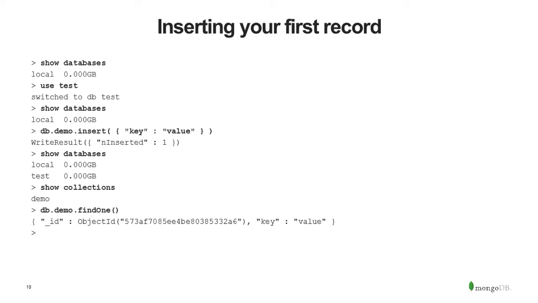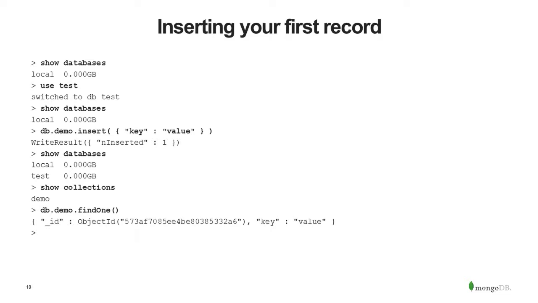db.demo.insert key value. What happens is this makes a new collection called demo spring to life in the test database. So we don't need to do any explicit create. Once we call that and invoke that collection, it springs to life. And we see a write result, which is one value inserted, this key value document. Now when we do show databases, we can see there's a test database there, and we do show collections, we see demo. Note, we didn't have to do any explicit create commands. These things just pop to life.